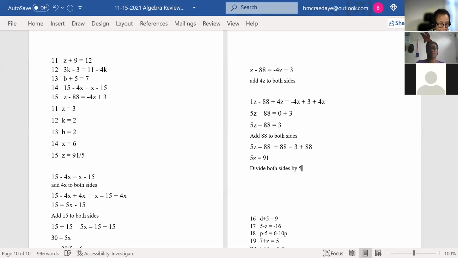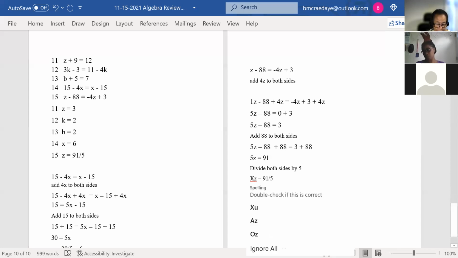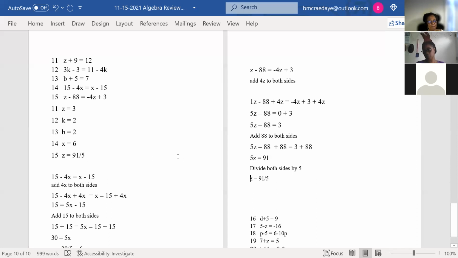So z is going to be equal to what Vanessa said: z equals 91 divided by 5. And we can just leave it as an improper fraction. So z is 91 over 5. Any questions? Z equals 91 over 5. Leave it as an improper fraction.